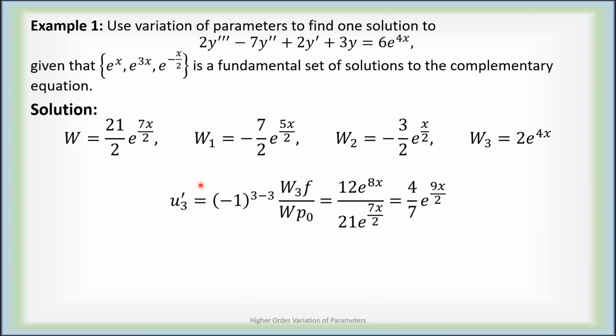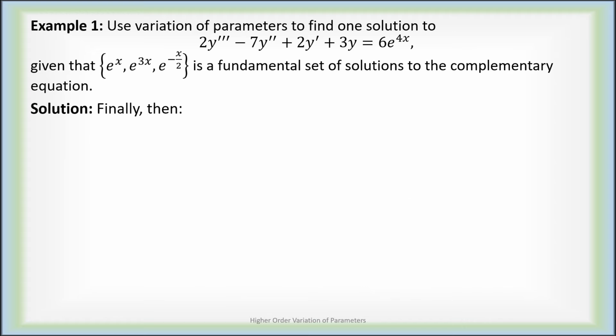And finally, u3 prime is (-1)^(3-3) W3 times the forcing function over the same denominator as before. W3 was 2e^(4x). Our forcing function is 6e^(4x). Their product in the numerator will now be 12e^(8x). All right, this simplifies to 4/7 e^(9x/2). We just need one possible antiderivative, so take the constant of integration to be 0. u3 is 8/63 e^(9x/2), and therefore u3 times y3 is 8/63 times e^(4x).